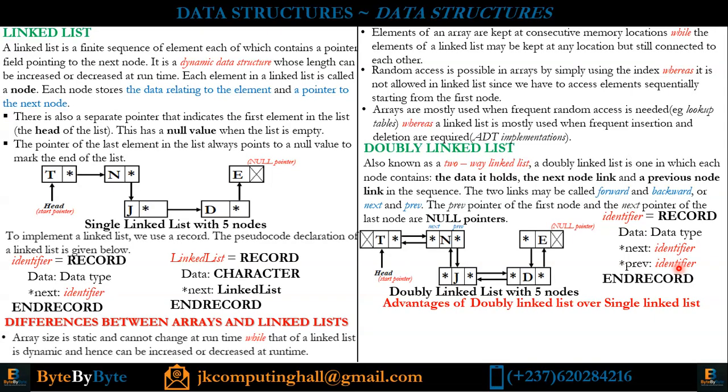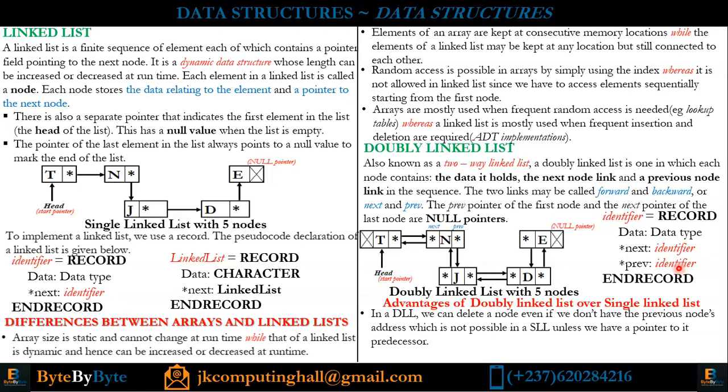Advantages of double linked list over single linked list. One, in a double linked list, we can delete a node even if we don't have the previous node's address, which is not possible in a single linked list unless we have a pointer to its predecessor. This is one of the most important advantages of a double linked list over a single linked list.